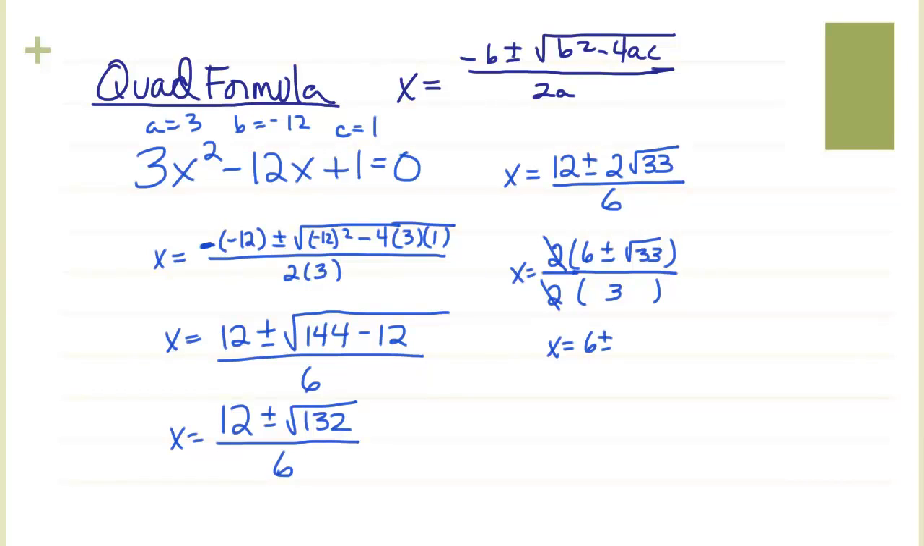6 plus or minus square root of 33 over 3. And again, I could get a decimal for that. I could plot that on the x-axis. Those are x-intercepts, aka roots, aka zeros, aka solutions, right? And so if I wanted to graph those, I could.